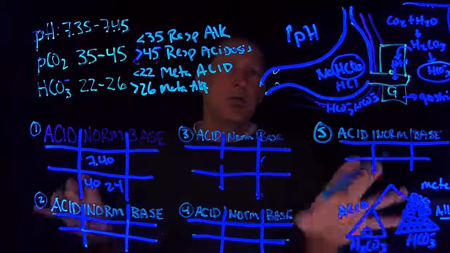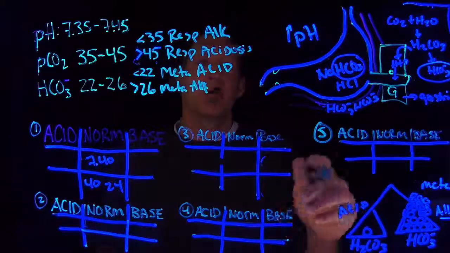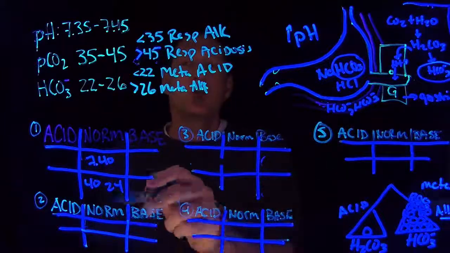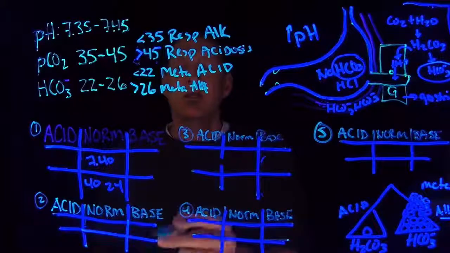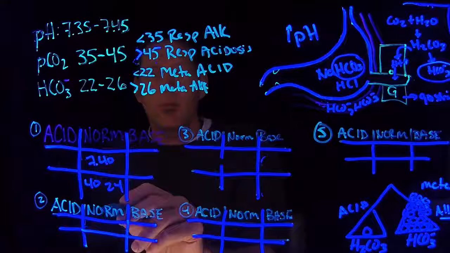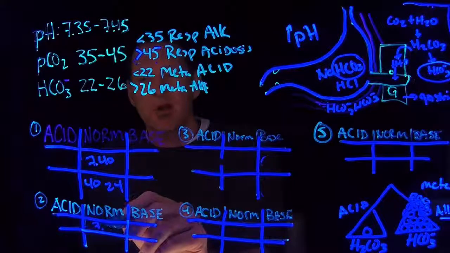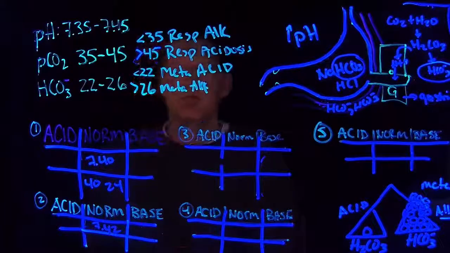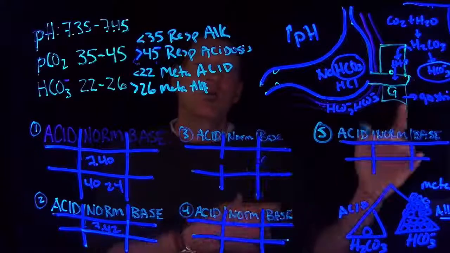Now, initially, you're not going to see that, because initially what's going to happen is you're going to start to add bicarbonate, and your bicarbonate's going to go high. So let's say that we were able to take an arterial blood gas on this patient, and they've added enough bicarbonate to take their pH to 7.42. Now that's still normal. That's going to move up in the normal range.